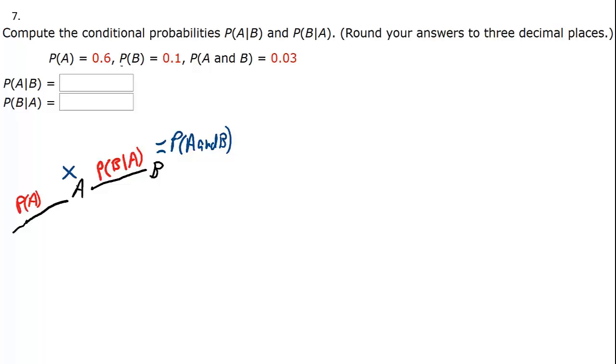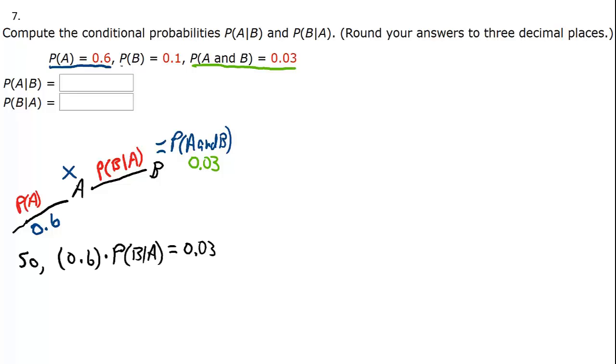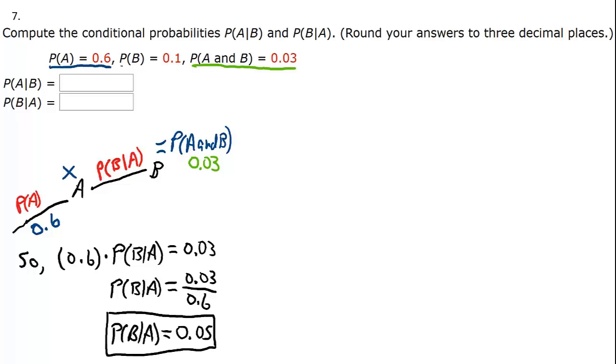And because I know the probability of A is 0.6 and I know the probability of A and B is 0.03, I get an equation that says that 0.6 times whatever the probability of B given A is equal to 0.03. And if I divide both sides by 0.6, I get 0.05. So the probability of B given A is 0.05.